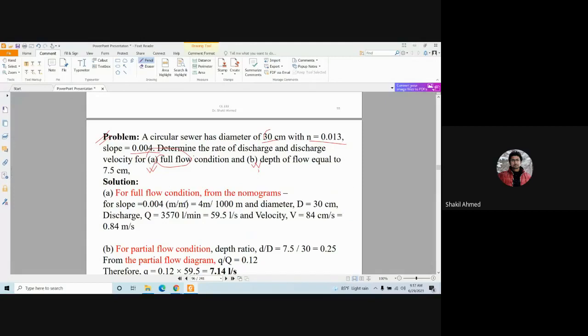So discharge equals this, liter per minute, right? We have calculated in meter cube per second. So 3570 divided by 60,000. Okay, and tell me what is the value for liter to meter cube, 1000 division, and from minute to second, 60.